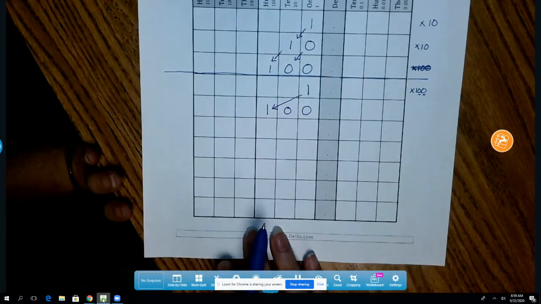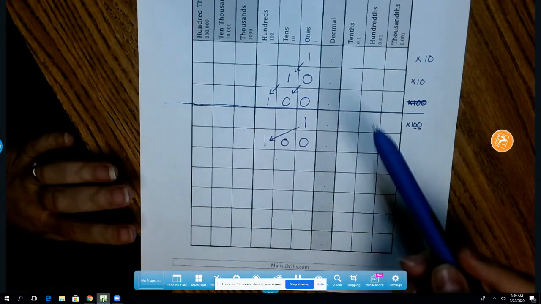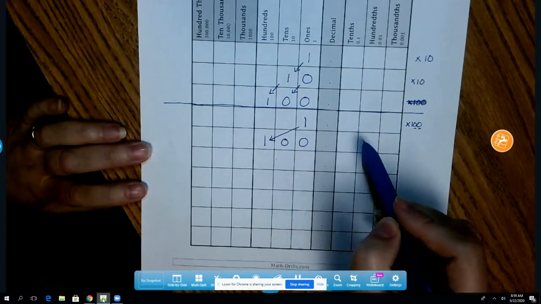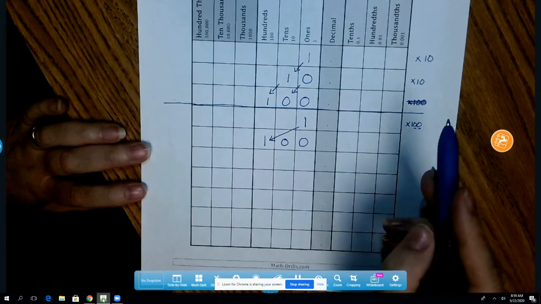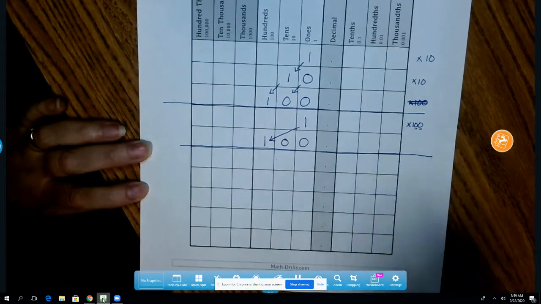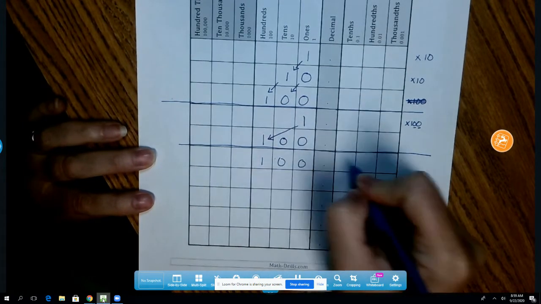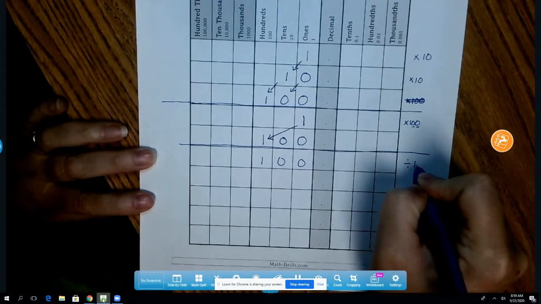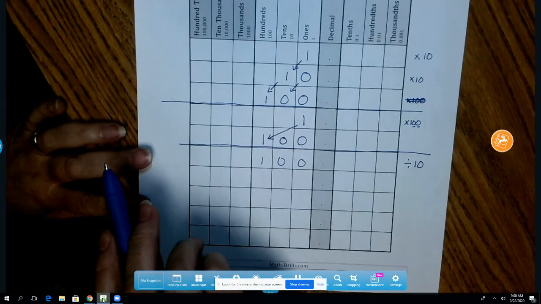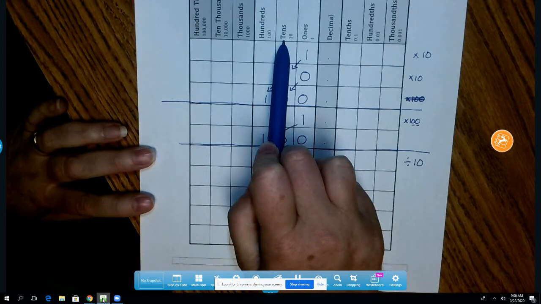Now the opposite is true as well. If I'm dividing, then my number's getting smaller. So instead of going to the left where it gets bigger, I'm going to be moving place values to the right. Okay? So let's do a new problem. Let's say we have 100 and we're dividing by 10. Then that means it's going to go down 1 place value because the tens is 10 times less than hundreds.